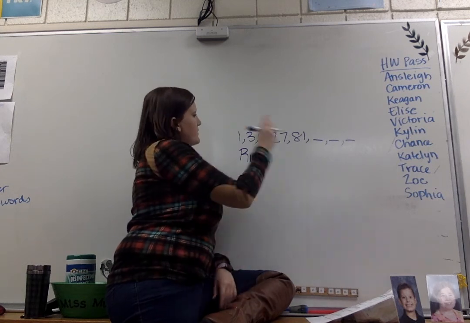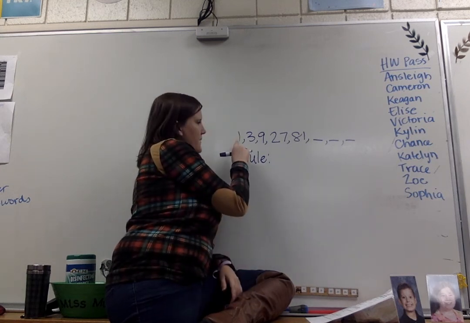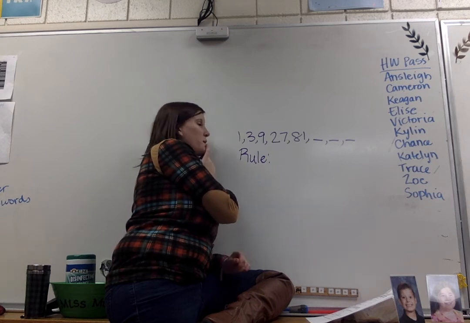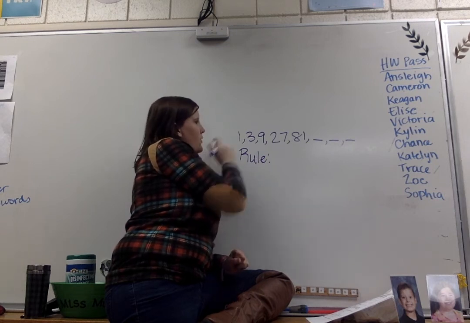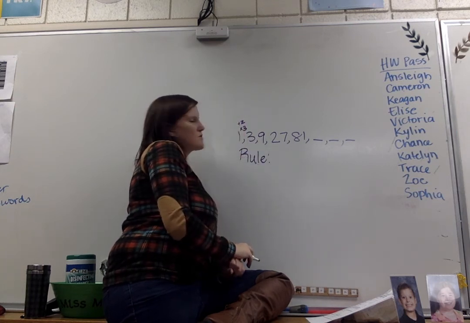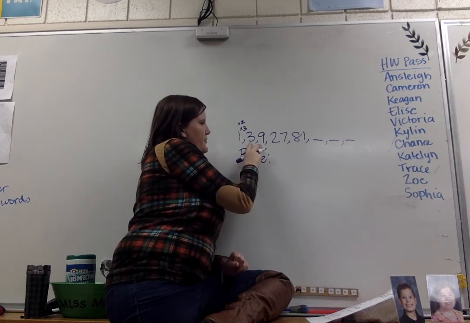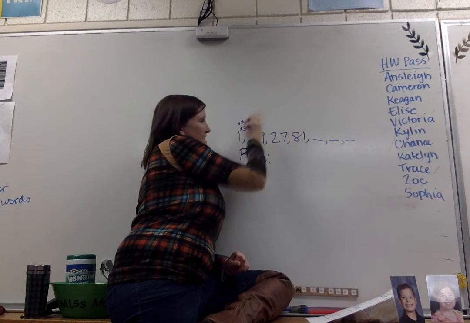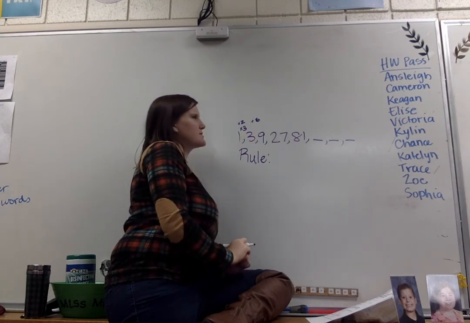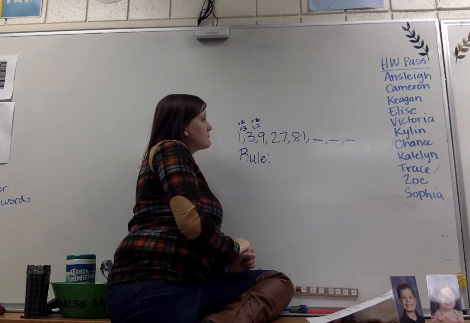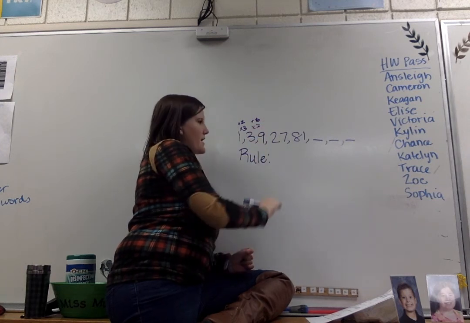Okay, once again, let's look and see what's happening. I go from 1 to 3. 1 plus 2 equals 3. Or 1 times 3 equals 3. So one of those maybe. From 3 to 9. 3 plus 6 equals 9. 3 plus 3 does not equal 9. Excuse me. 3 times 3 equals 9. I think I'm seeing the pattern.